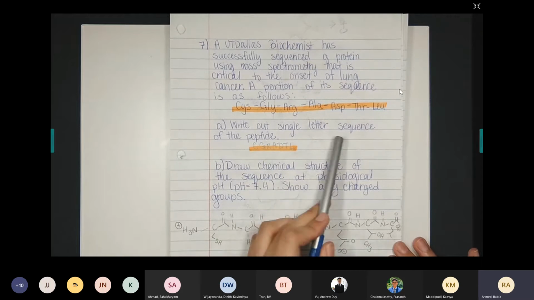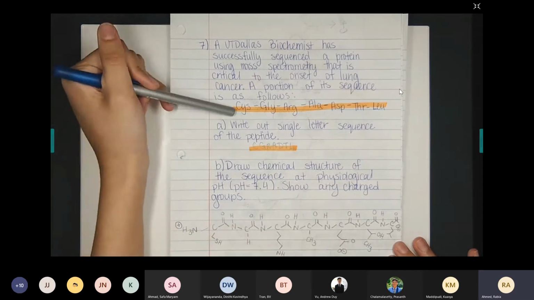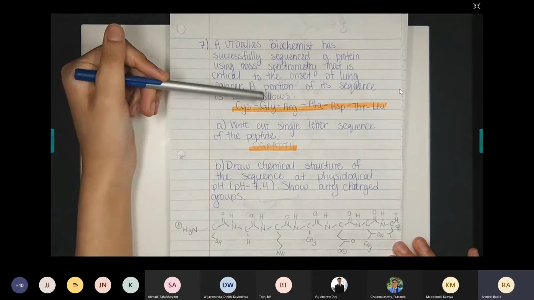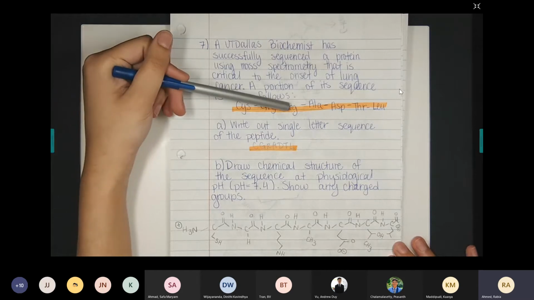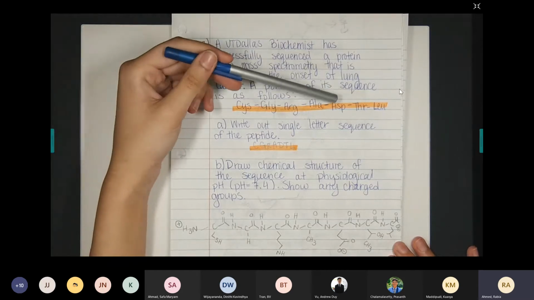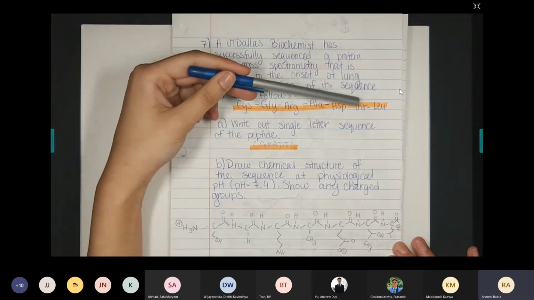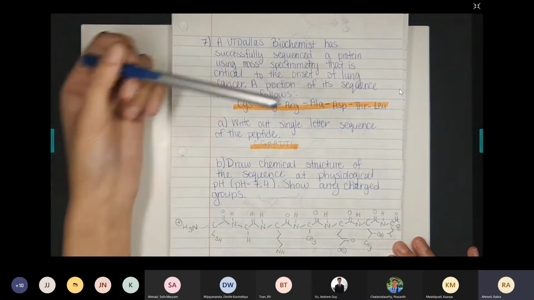So write out the single letter sequence of the peptide. Cysteine is going to be C, glycine is going to be G, arginine is going to be R, alanine is going to be A, aspartic acid is going to be D, threonine is going to be T, and leucine is going to be L.